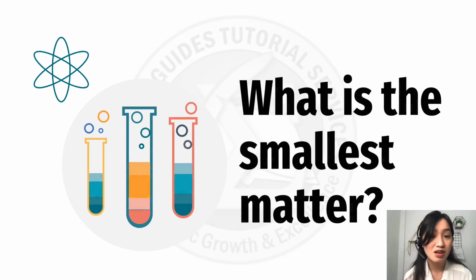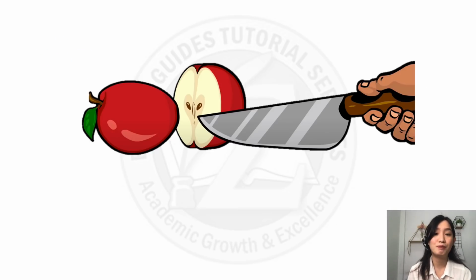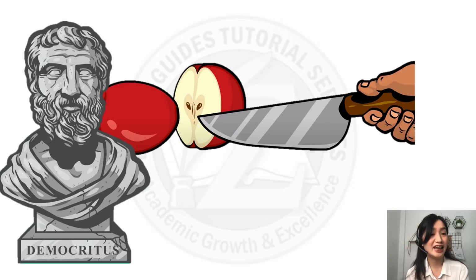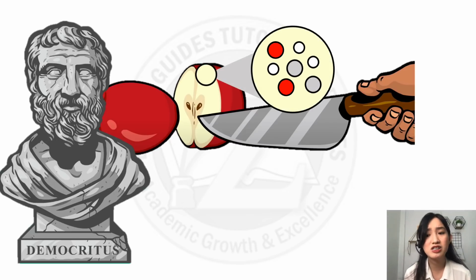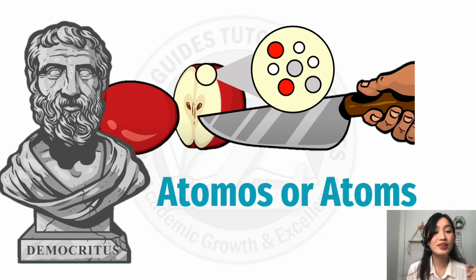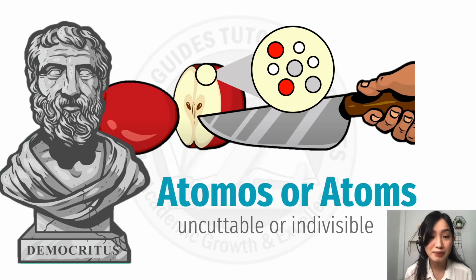But here's an interesting question. Have you ever wondered what is the smallest matter? To answer this, a perfect scenario would be if you were to chop or cut a matter, an apple for instance, you could just chop forever and ever like there was no end to smallness. This is where Democritus came in, an ancient Greek philosopher. He insisted that at some point you would reach particles so small and so indestructible they could not be divided any further. He called them atomos or atoms, which means uncuttable or indivisible.